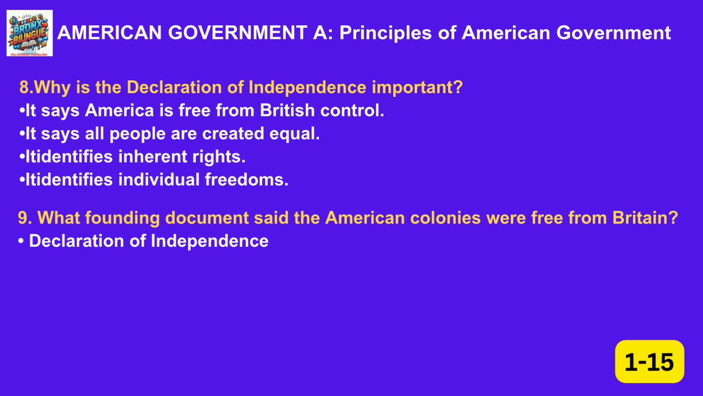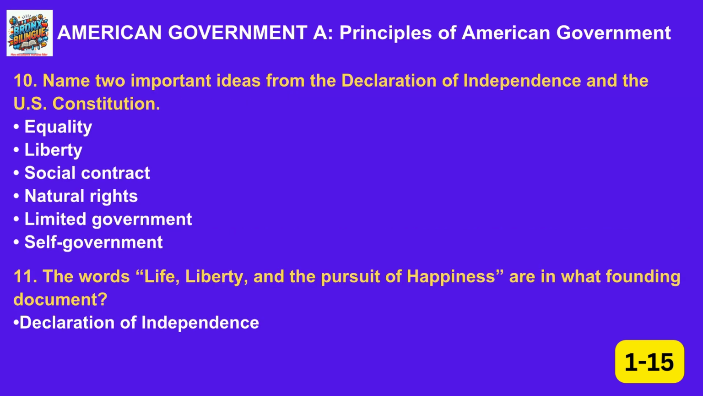It says America is free from British control. It says all people are created equal. It identifies inherent rights. It identifies individual freedoms. 9. What founding document said the American colonies were free from Britain? Declaration of Independence. 10. Name two important ideas from the Declaration of Independence and the U.S.